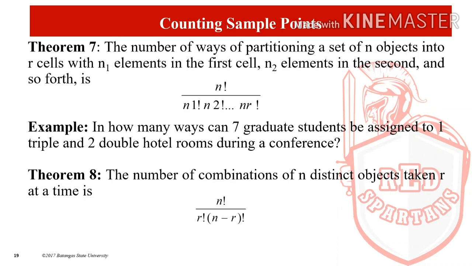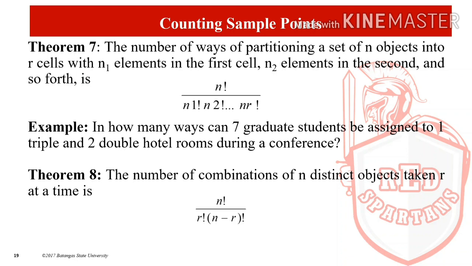The next, theorem number 7. The number of ways of partitioning a set of n objects into r cells with n sub 1 elements in the first cell, n sub 2 elements in the second, and so forth. So, halos parehas lang yung formula ng theorem 6 at theorem number 7. Same lang yung magiging solution. Nagkaiba lang, dito n sub r, then dun sa theorem number 6 is n sub k. So, same pa din, n factorial over n sub 1 factorial times n sub 2 factorial up to n sub r factorial.